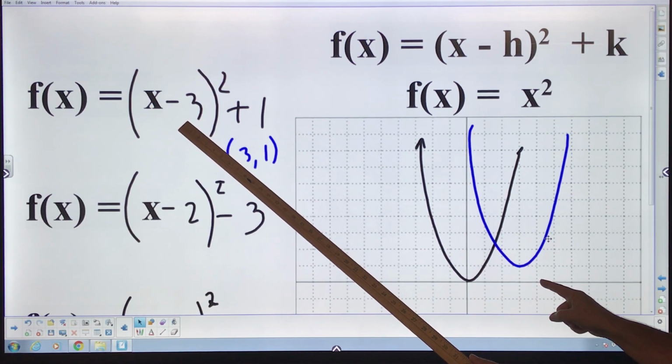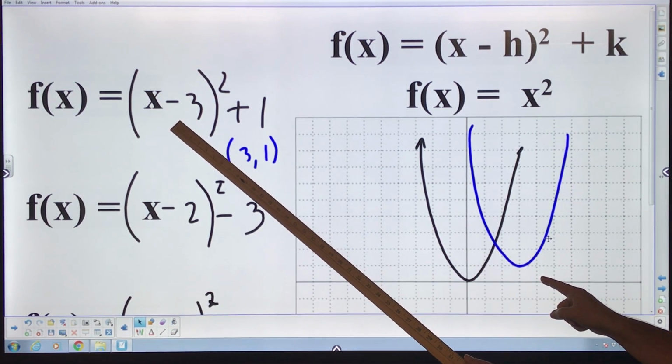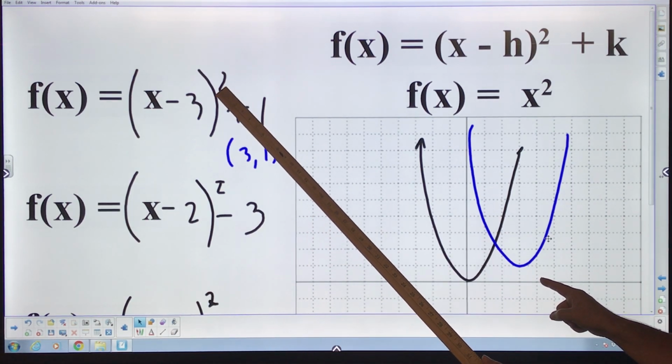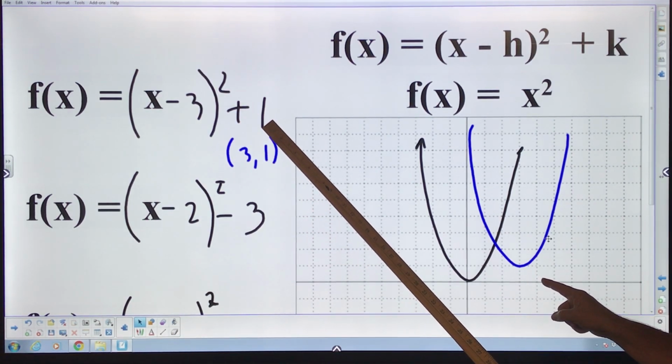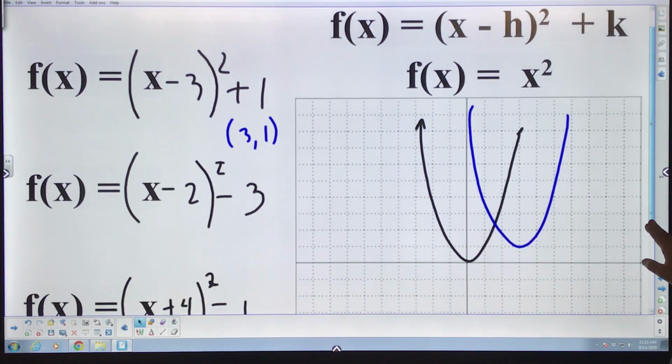4 minus 1 is... 4 minus 4... Give it away. 4 minus 3 is 1. 1 squared is 1. And 1 plus 1 is 2. So it'd be 4, 2. And you can see I'm pretty close there. My graph's not perfect. I knew it wasn't before it started.